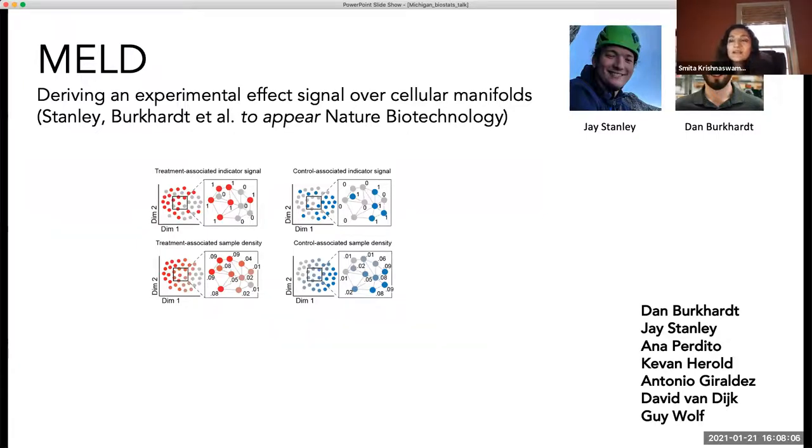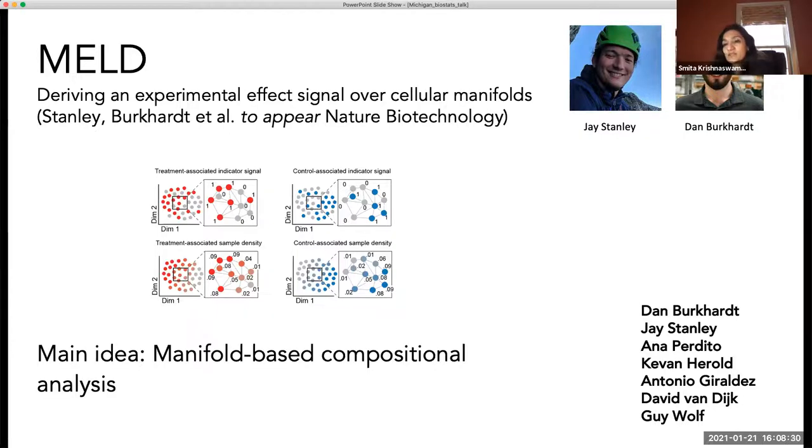And this is a technique that we've been developing that's going to appear soon in Nature Biotechnology called MELD. MELD also uses these kinds of data geometries, defined by graphs on data, in order to understand which cell types are different. So it's kind of a compositional analysis, and it's a compositional analysis that's respecting the continuous data manifold.